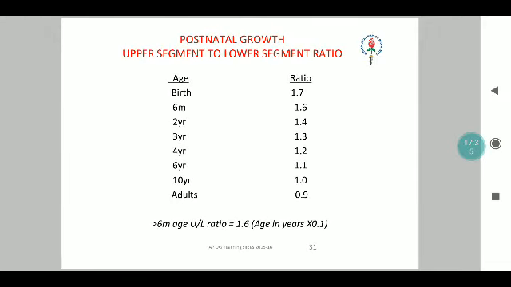And if you consider the upper segment to lower segment ratio, like I mentioned, at birth it is 1.7:1 and progressively it goes on decreasing until it reaches adulthood. The adult ratio expected is 0.9:1 between upper segment and lower segment.